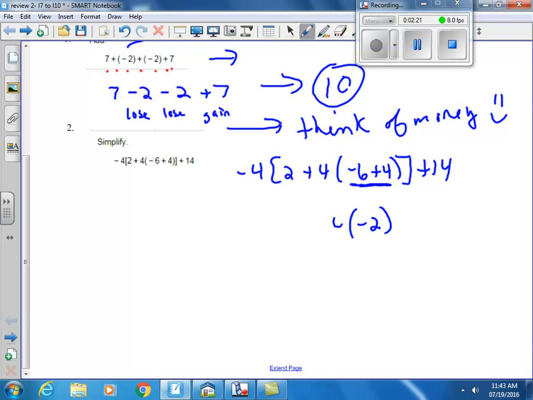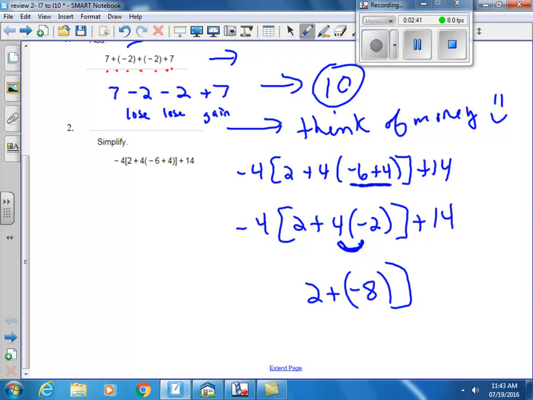And then I'm going to force myself to record everything. And that's the big thing. You have to force yourself to record everything. Okay? Now inside here, multiplication dominates. So 4 times -2 is -8. And again, forcing myself to record everything.